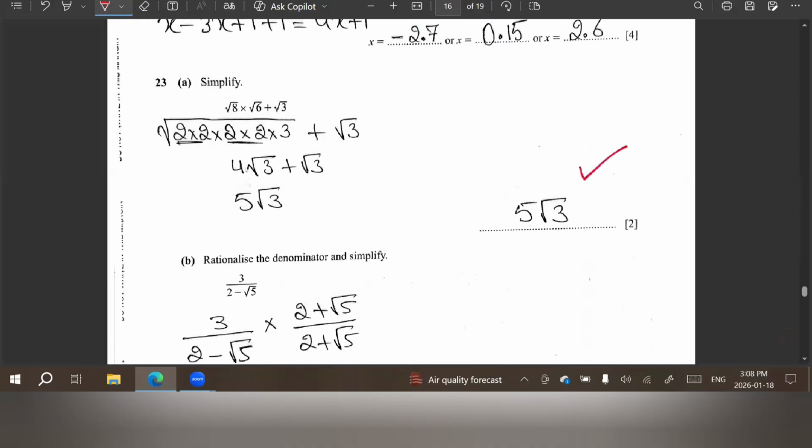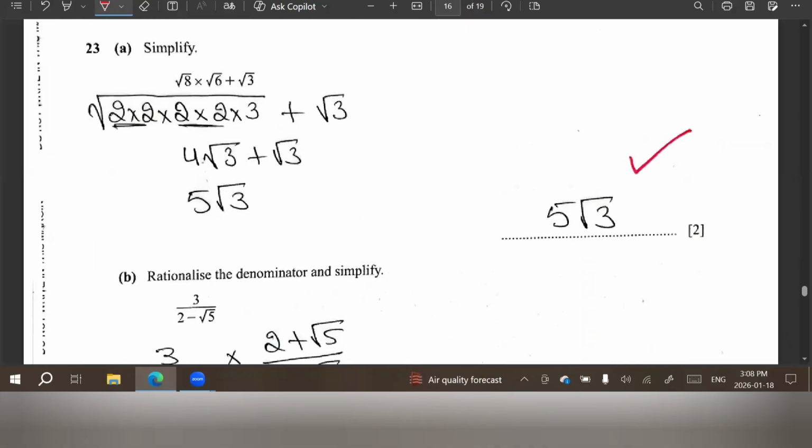So you will have 8 written as 2 multiply 2 multiply 2, and 6 is 2 multiply 3. So this is a pair, this is a pair. They will come outside, so you will have 4 outside. Under root 3 will remain under the radical, plus this under root 3. So 4 apples plus 1 apple is 5 apples. So 5 under root 3 is the right answer, sir. I hope you understand this.